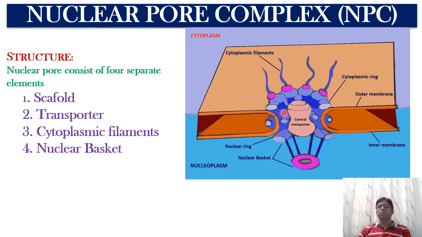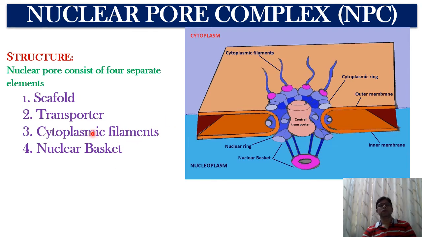And channels are present in between. The gaps which are present in between the spokes are called channels. These channels are 9 nanometers wide, and these channels allow the transportation of proteins between the cytoplasm and nucleoplasm. Okay.